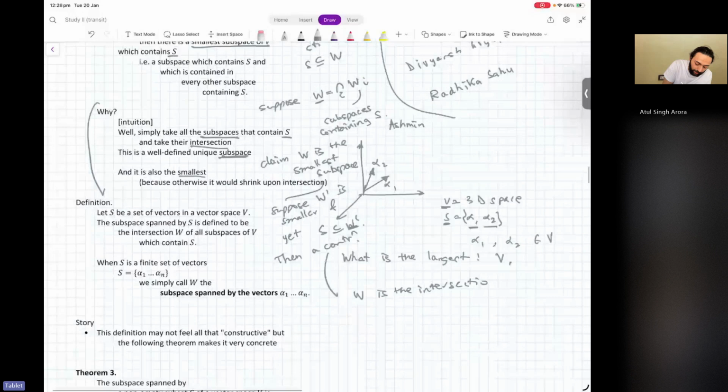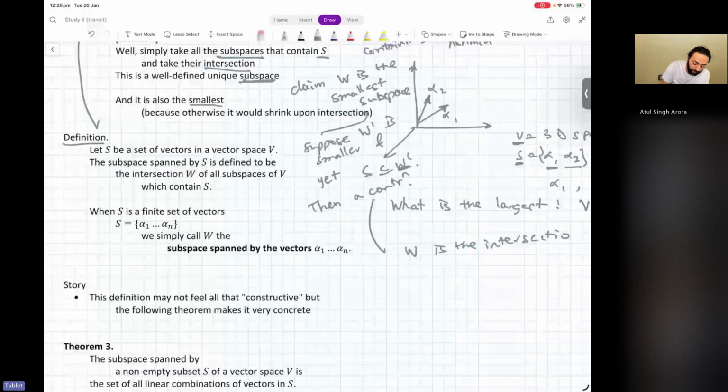All right. So now we come to the formal definition. The formal definition says the following. Let S be a set of vectors in a vector space V. The subspace spanned by S is defined to be the intersection W of all subspaces of V which contain S. Maybe I should highlight this: the subspace spanned by S. This is the definition of what it means to be a subspace that is spanned by S.